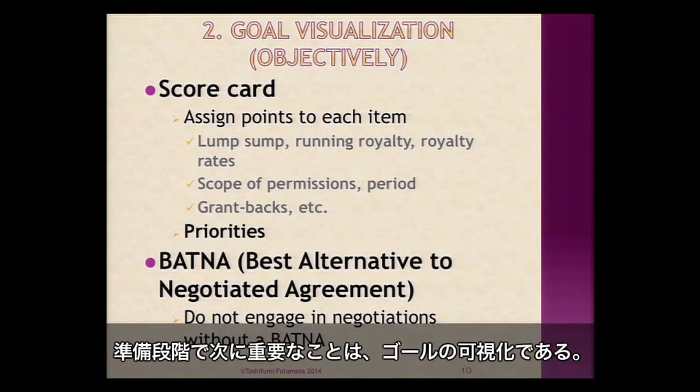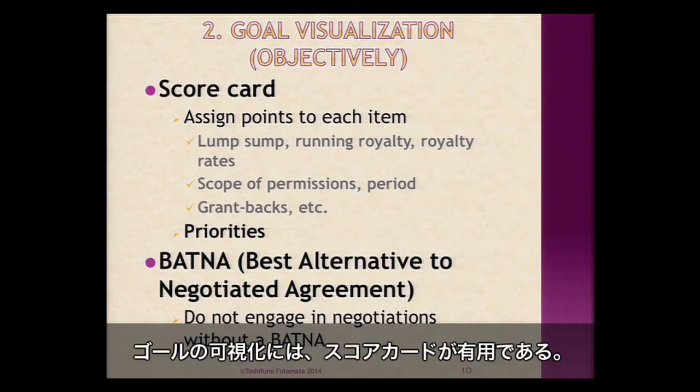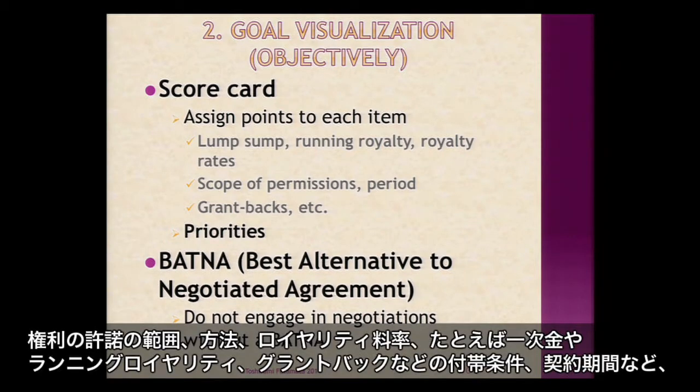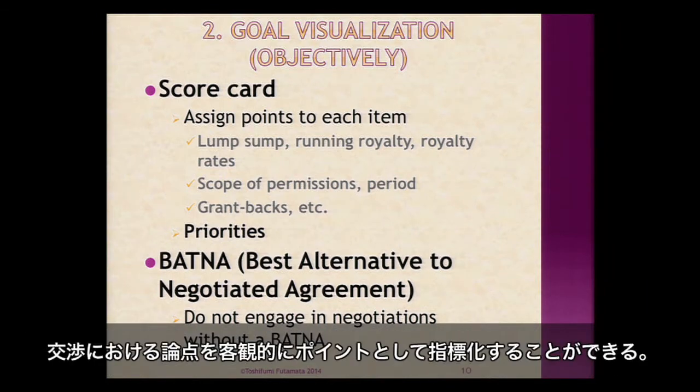Goal visualization. In the preparation stage, it is also important to have a visual goal. The scorecard is very useful. It could be made by listing the respective points: scope of licensing term, form, technology scope, amount, timing of payment of royalty, length of contract, geographical scope, or conditions like grant back, non-assert provision, etc. So the scorecard could check the respective points.